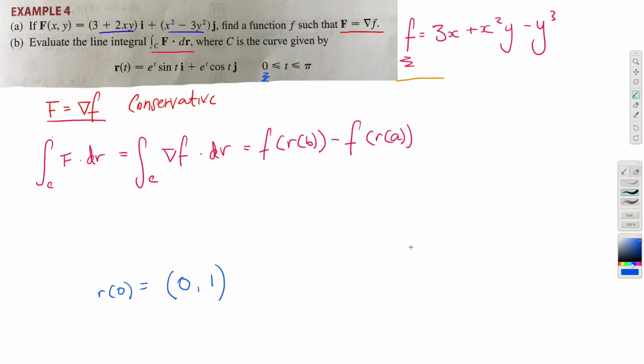So this is our smaller function, the one that we subtract. We just found this value, so we can rewrite f as 0 and 1.